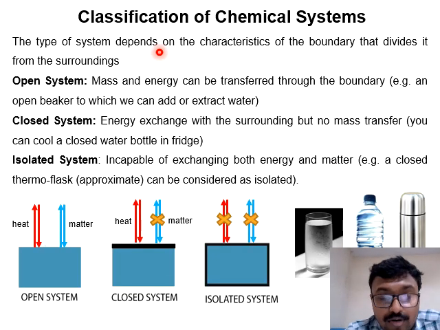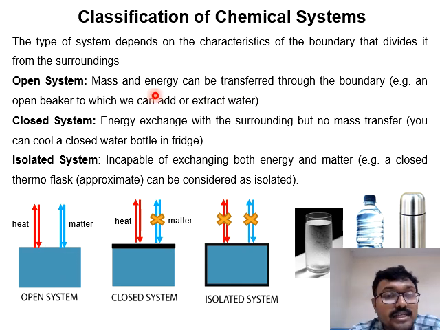Now, depending on the boundary wall, systems can be of different types. One is called an open system. Open system means mass and energy can be transferred through the boundary wall, so exchange of mass and energy with surroundings is possible. Then closed system. Closed system means energy can be exchanged with surroundings, but no mass.